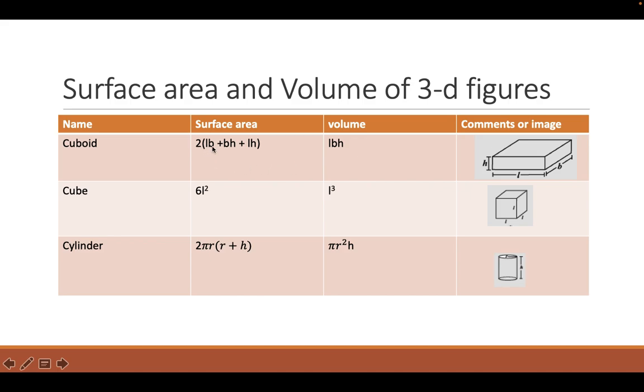Now the faces are repeating twice, so that's why it's factored out twice: 2 multiplied by LB plus BH plus LH. So that's how the surface area is going to be. And volume is again, three dimensions are given. LBH, multiply all three dimensions, is the volume. Cube is also the same thing. Sum the surface area of six faces, and then volume is going to be L cube. Cylinder, same. What is the area of a cylinder? Perimeter of the base and height.